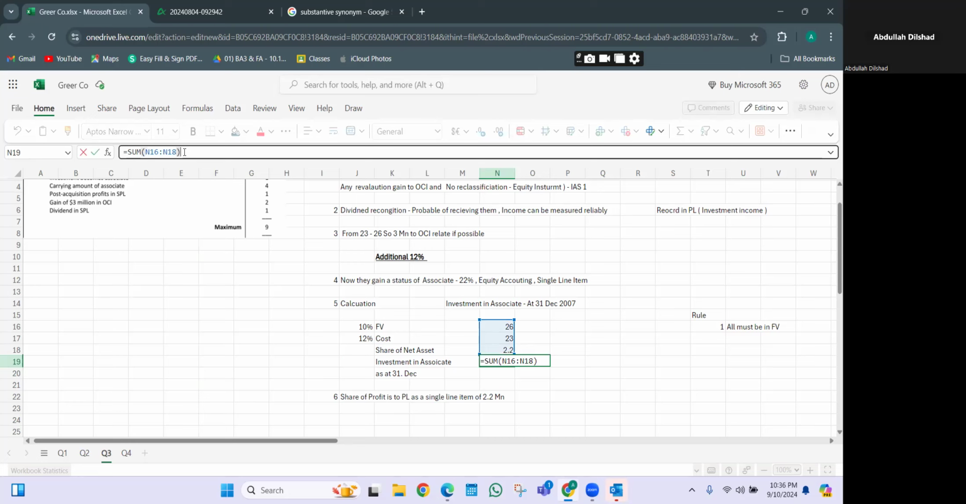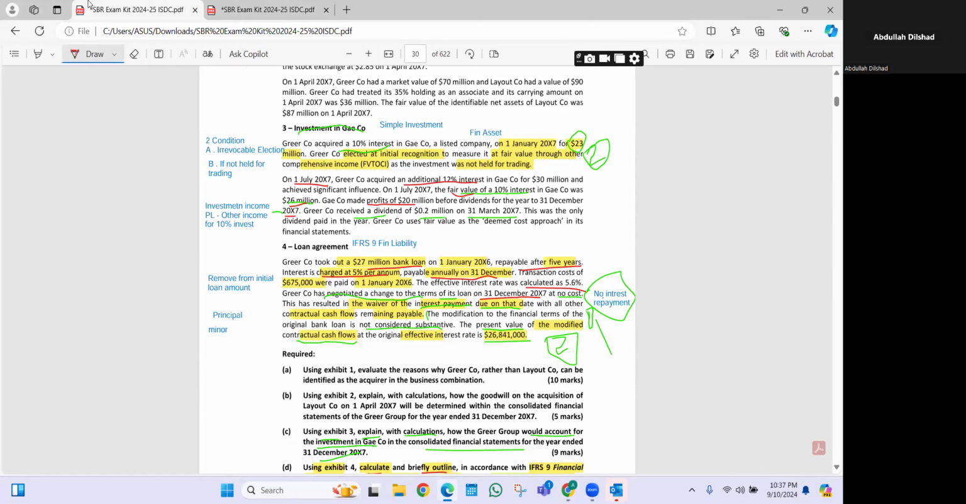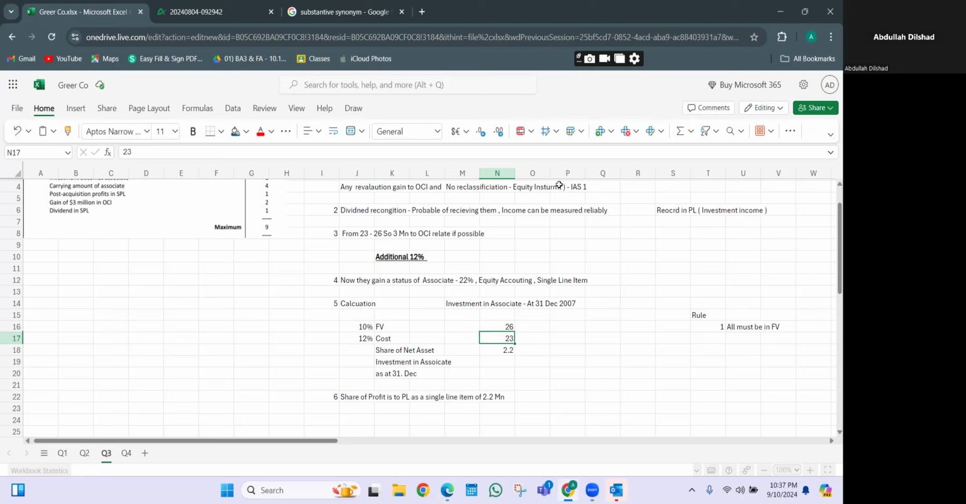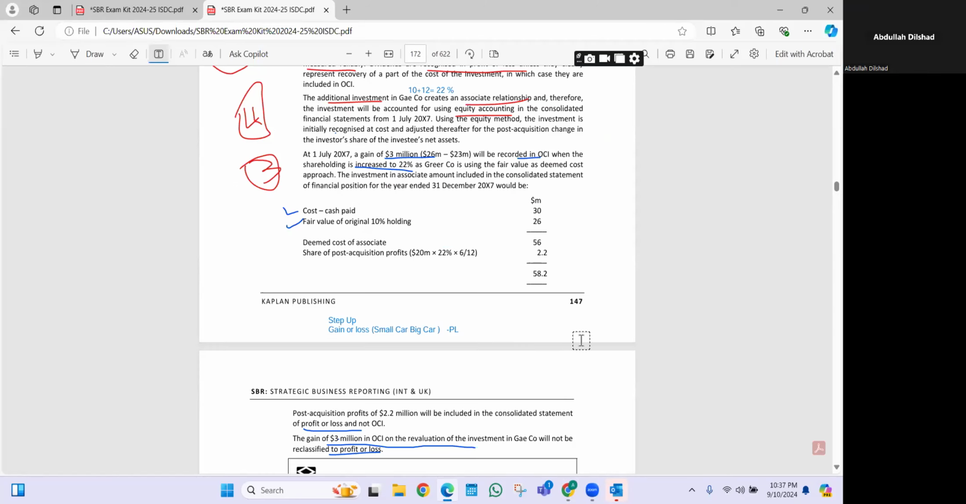Why am I wrong? Oh, sorry. The 12% was bought at 30 million, right? Sorry. Okay. The 12 million was bought at 30 million. I'm really sorry, it was my mistake. Okay, let us now compare with this one. Okay, we are correct.